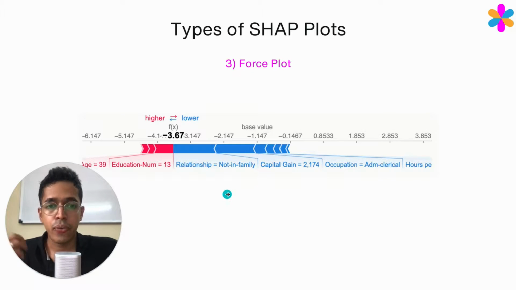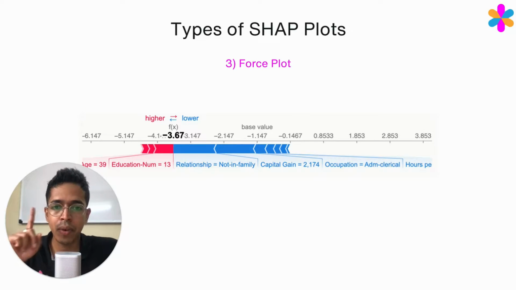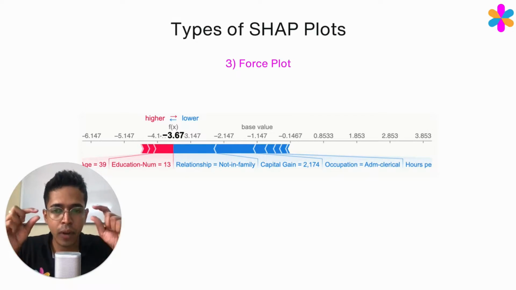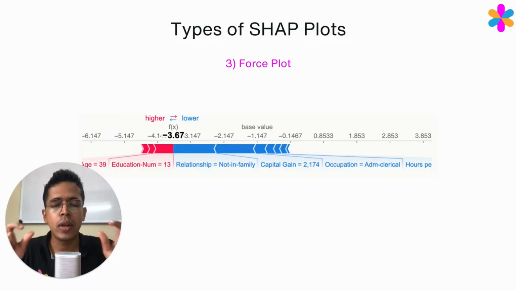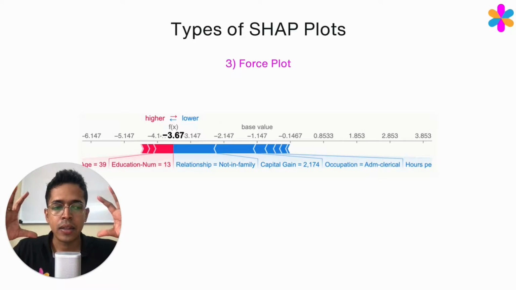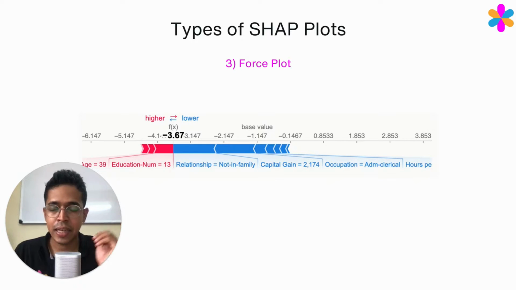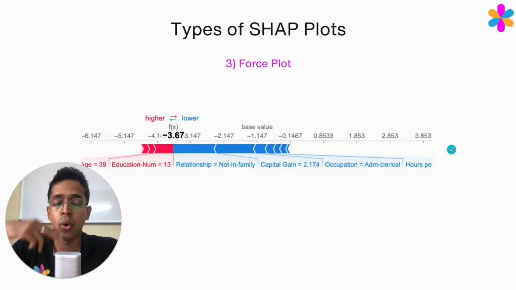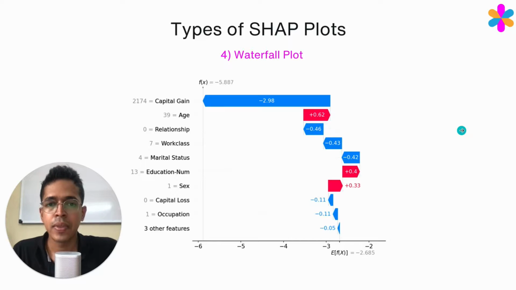This is called force plot. In force plot, you can look at the individual features and the corresponding value for one instance. One instance meaning one person: how does that person's income, age, education, relationship, capital gain, occupation, etc., contribute to the ML model predicting whether this person has below 50K or above 50K income. So this is meant for an individual instance, not for the whole global model.